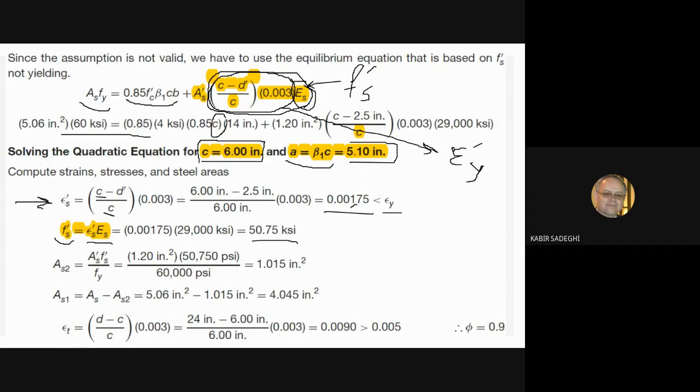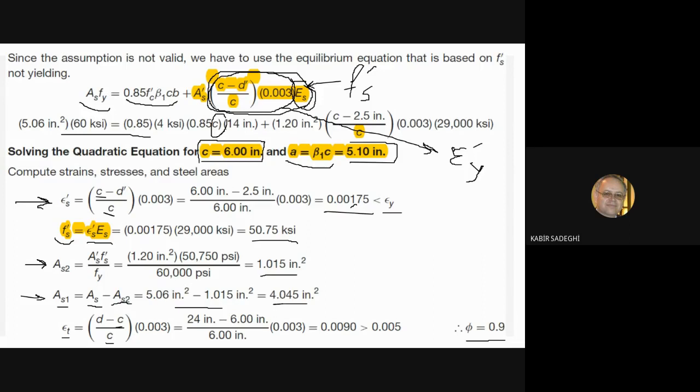Okay. Then we calculate As2 as we had before, As1. And we calculate epsilon t to find the phi value. Epsilon, As2 we calculate. And you know that As1 is the difference between As, the total steel in tension, minus As2, the second part, when we had just compression and the tensile steel. We apply the values. We find As2. And we go on to calculate epsilon t.